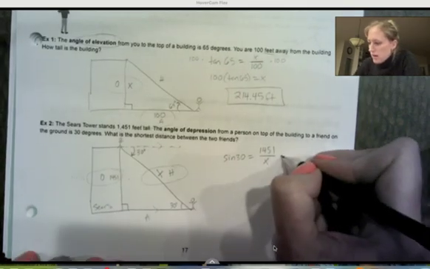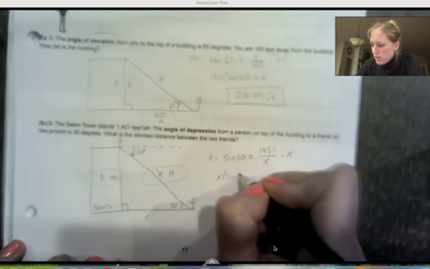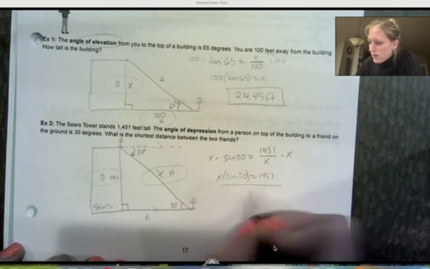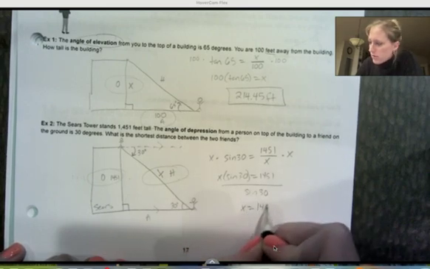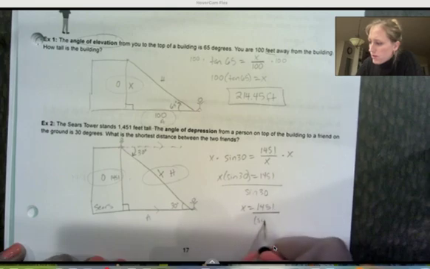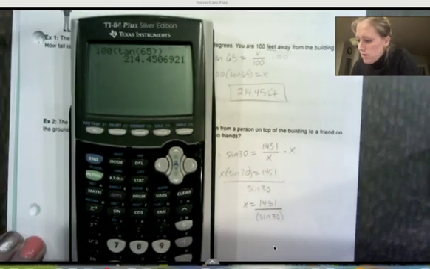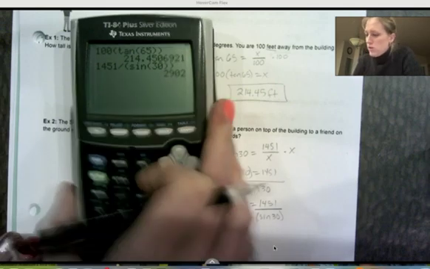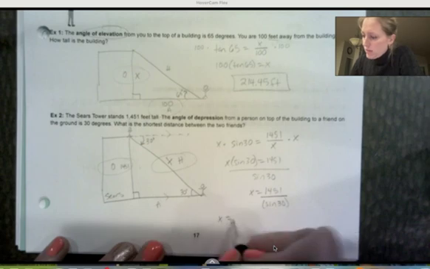Okay, get x out of the fraction first. So x times sine of 30 is 1451. And then divide by sine 30. So x is equal to 1451 divided by sine of 30. Punch that into the calculator. 2902, and this is also in feet.